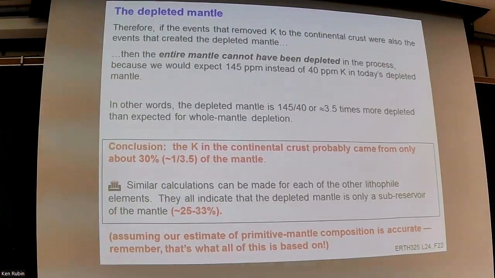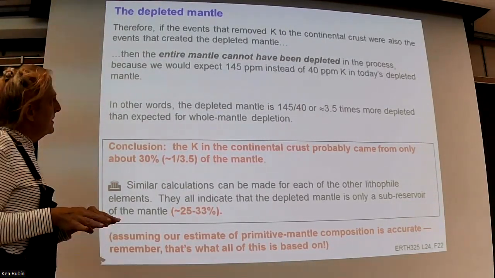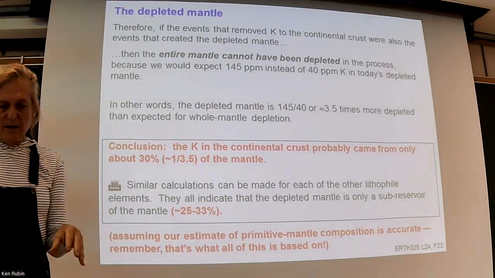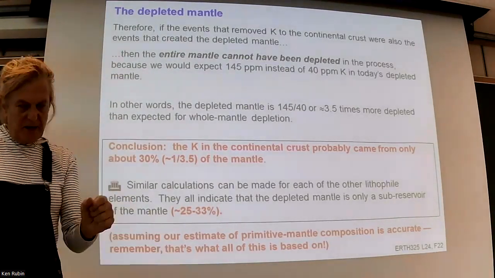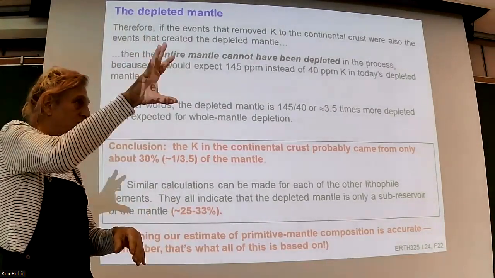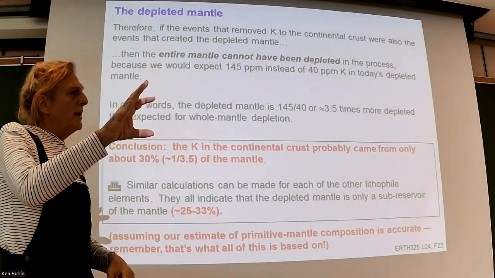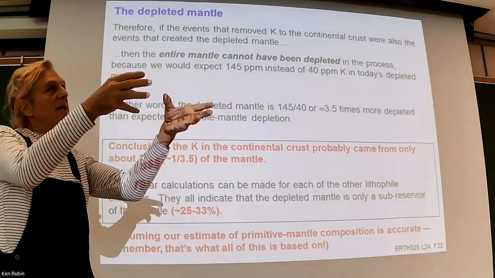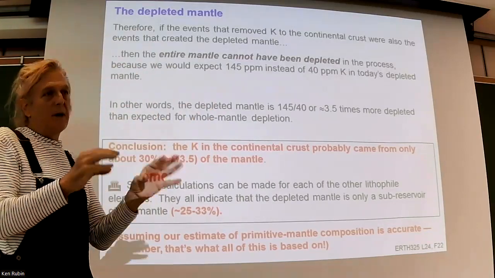Okay, but what's interesting about this calculation is that it allows us to estimate, on the basis of potassium and any other element we want, not only the fraction of the element that's in the continental crust, but the amount that must have been in the depleted mantle left behind, right?